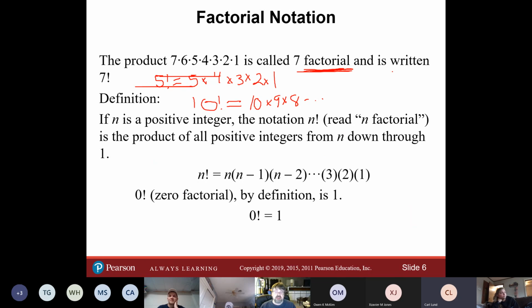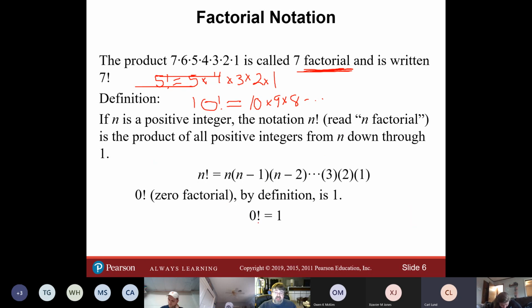You can only find a factorial if it is a non-negative integer. 2.5 factorial doesn't make any sense. -3 factorial doesn't make any sense. It's always going to be non-negative and an integer, never a fraction, never a decimal.